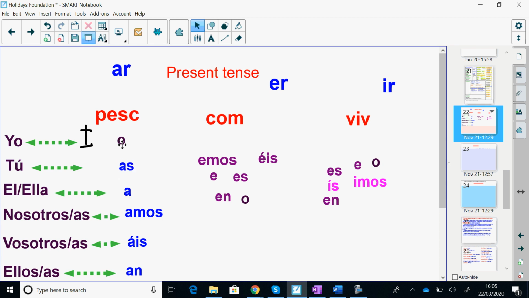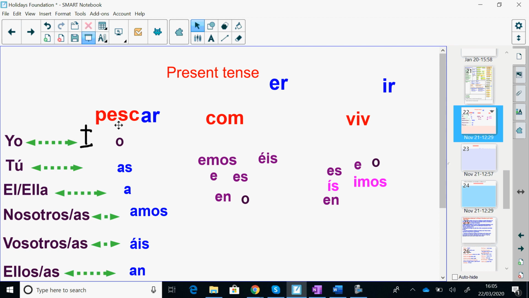So it would be like this. Pesco, I fish. Pescas, you fish. Pesca, he or she fishes. Pescamos, we fish. Pescáis, you plural fish. Pescan, they fish. It's basically all your endings. For another verb that ends in AR, the same thing will apply.